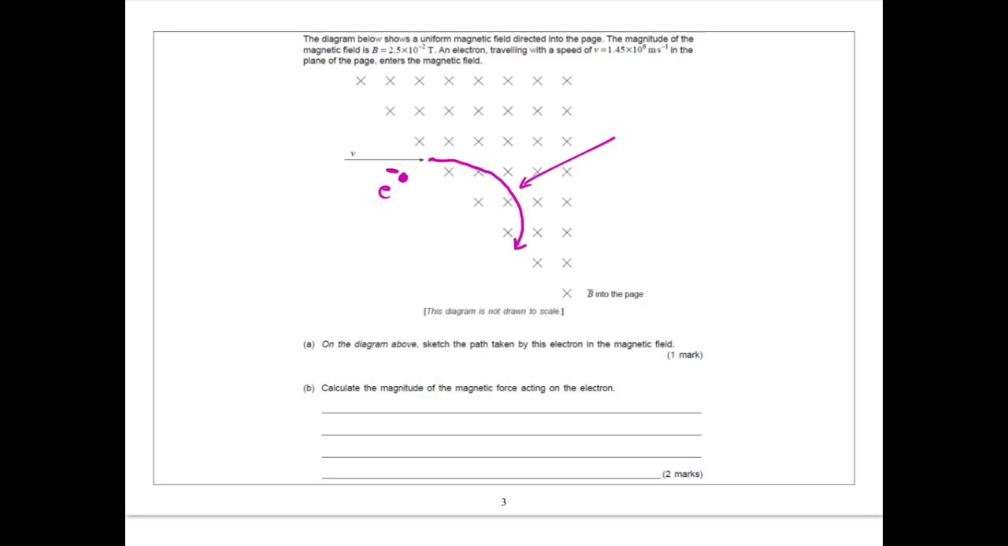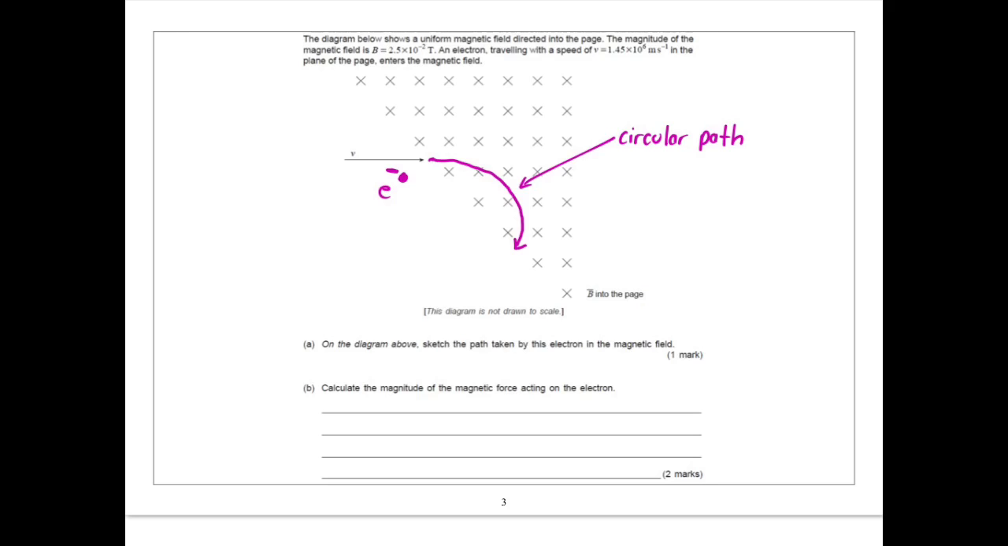inside the field. If you think your diagram might be so bad that it might be misinterpreted by someone marking, write circular path there. That confirms to the marker that you do know it follows a circular path. Because to be honest, my diagram's not great there.